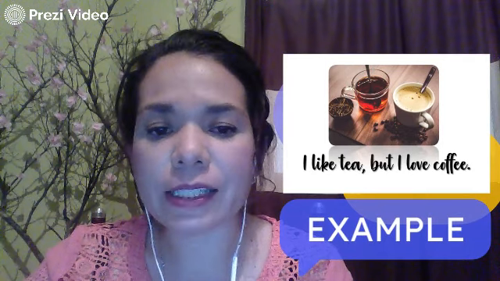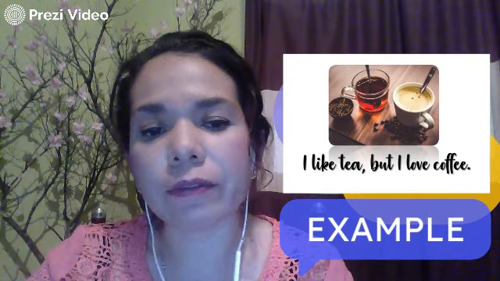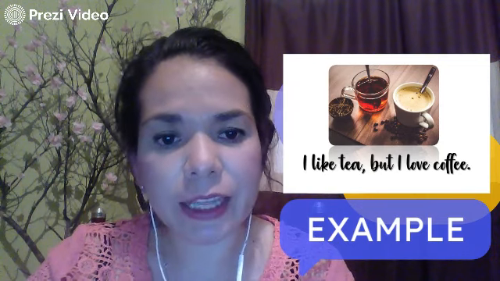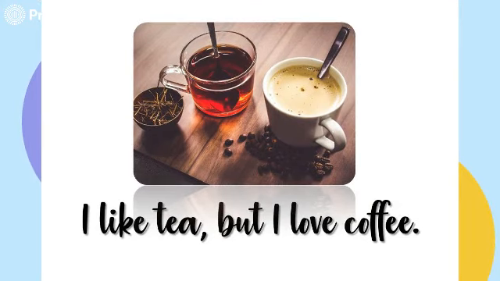We have an example using "I like tea, but I love coffee." In this one, as you can see in the example, we have the comma, the coordinating conjunction or FANBOY in the middle, and then the other clause. As you can see, there are two independent clauses.